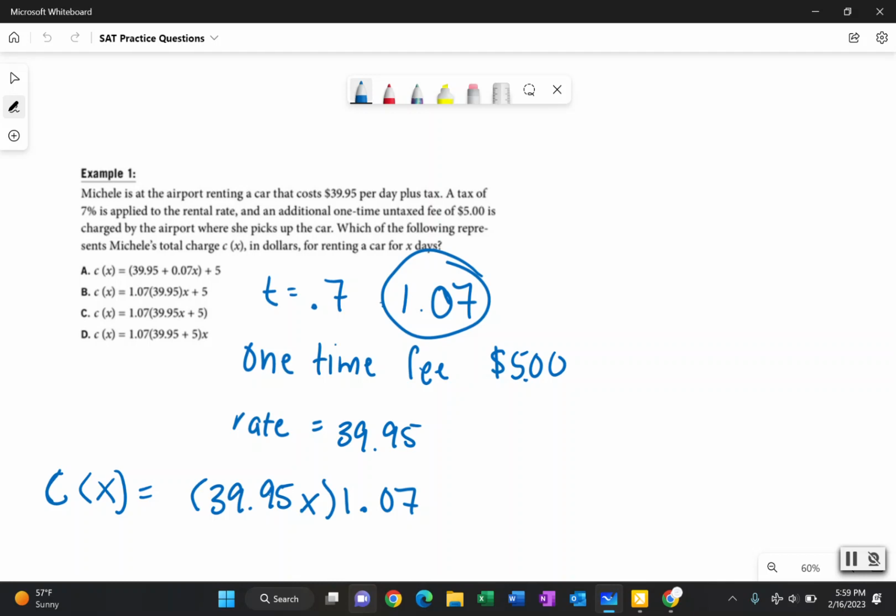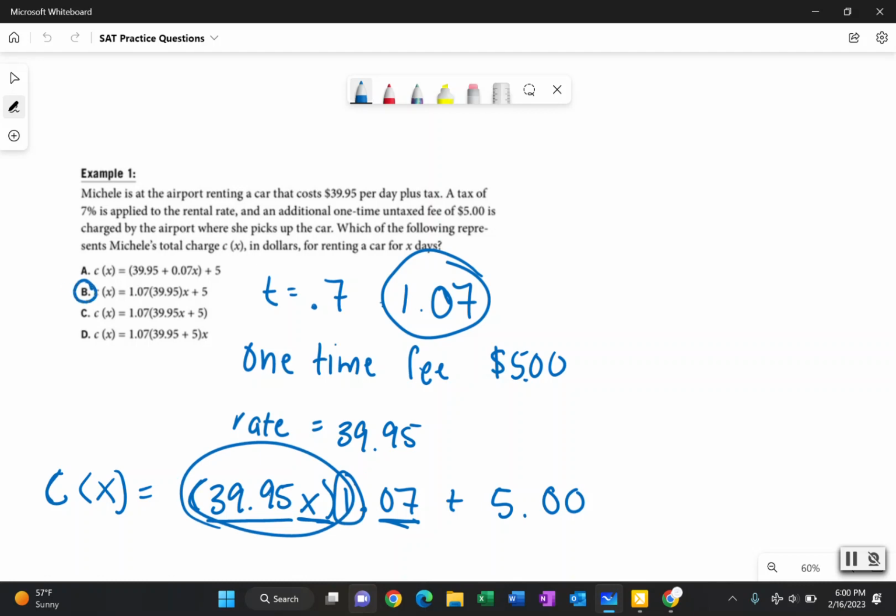And then it's a one-time untaxed fee. So that's just plus 5, right? So no matter how many days, X, it'll always be $39.95 a day. And then I'm going to add an additional 7% sales tax. However, in the case here, we use this 1 in front in order to keep this original amount, depending on the number of days. So our answer in this case is going to be B.